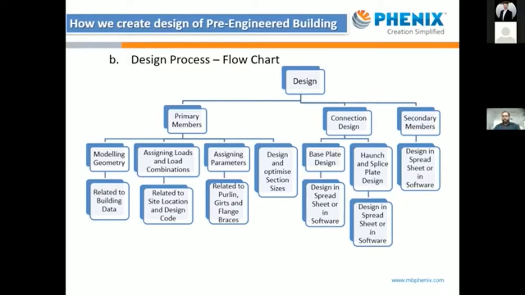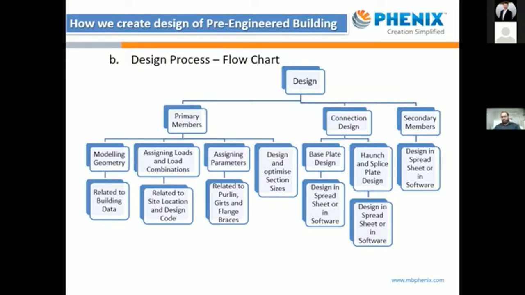This relates to the building data, the first step. Then we go to assigning of loads and load combinations. This relates to the site location and the design codes being used. Then assigning the parameters. The parameters are one of the basic fundamentals of optimizing the building in a pre-engineered structure. It relates to the purlin, girts, and flange brace locations. Then the actual design, where we optimize the sections, and here the designer will focus on how to save the fabrication as well as the construction costs, the steel erection.